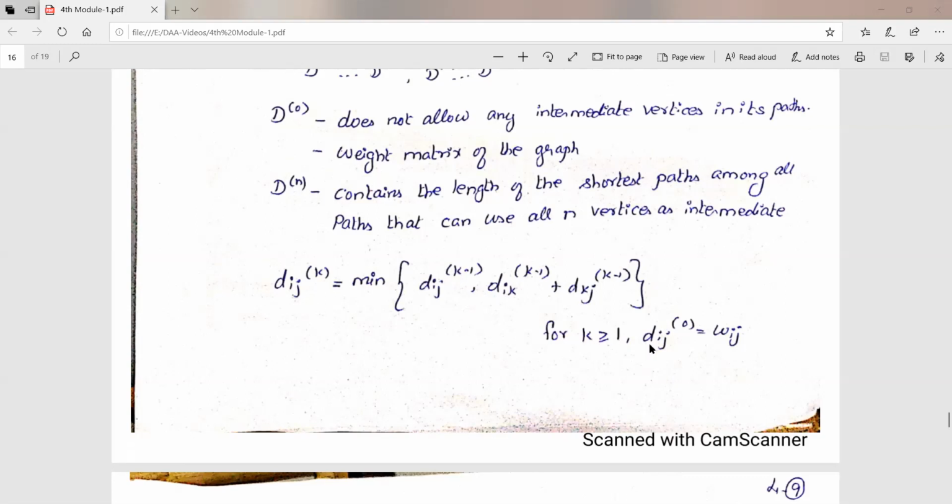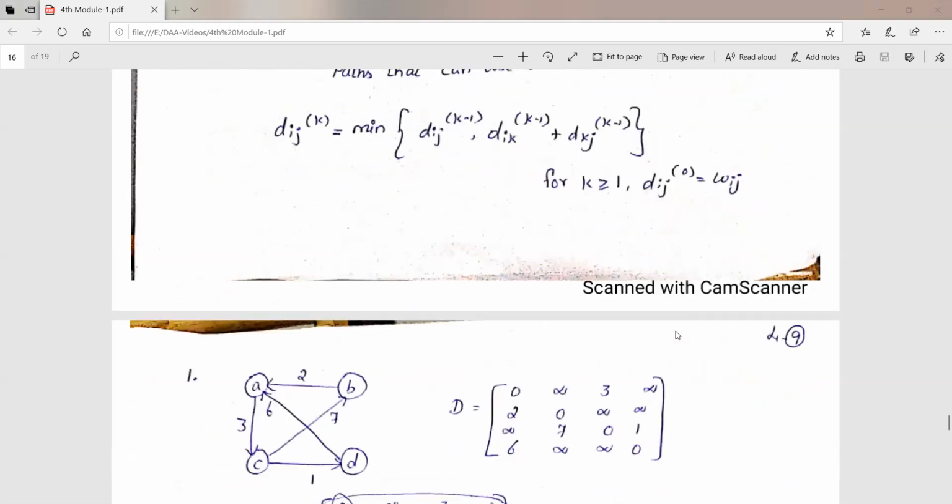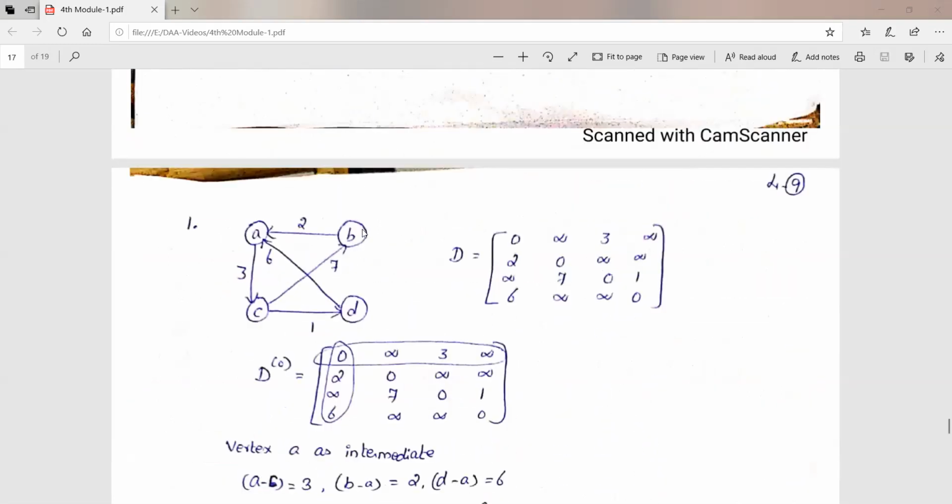Okay, so D ij of 0 will be the initial stage. So in the initial stage, we are not considering any vertex as the intermediate vertex. So this will be the normal cost adjacency matrix, that is the weight matrix W of ij. Okay, so now you take the problem. So in the problem, we are having 4 vertices and some set of edges given. So using the vertices and the edges, we have to make the cost adjacency matrix.